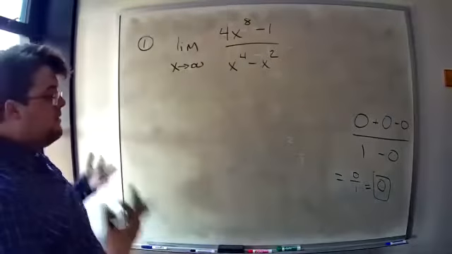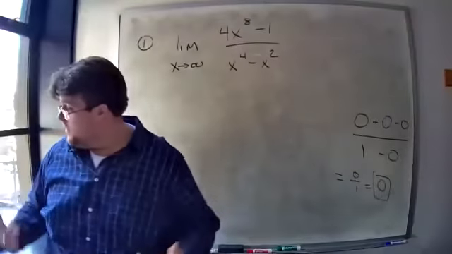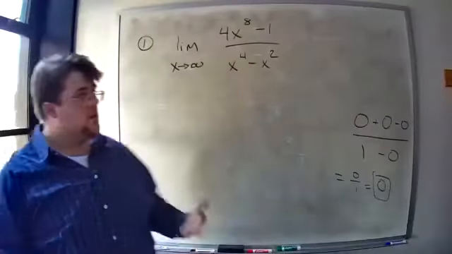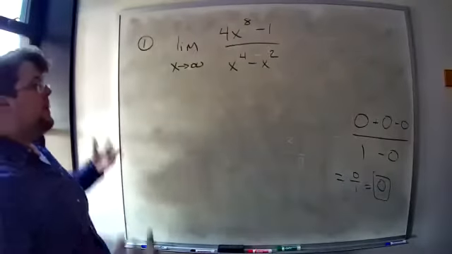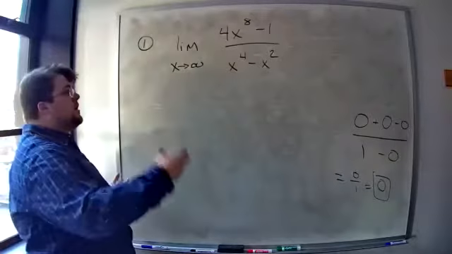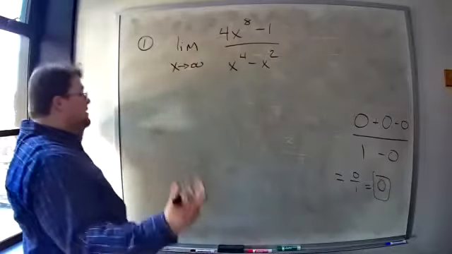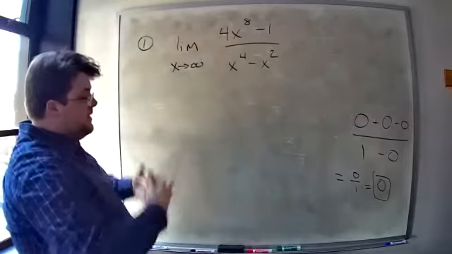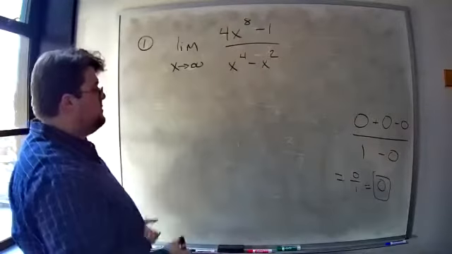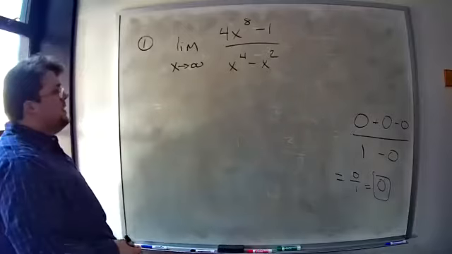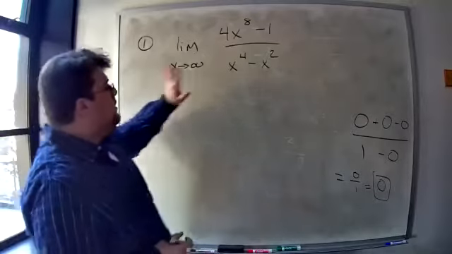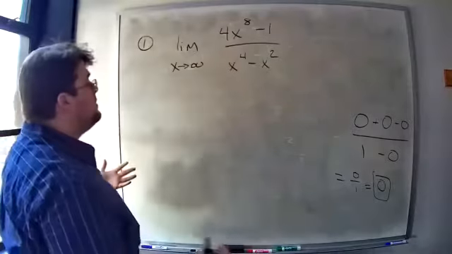So with these, I am looking at the largest exponent on the bottom. There is a parallel way to cover these using the largest exponent on the top. It's very similar, except 0 and infinity kind of get flipped around. But I will always look at the largest exponent on the bottom for these.